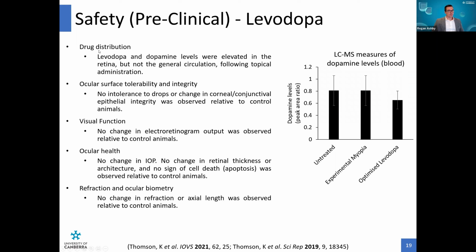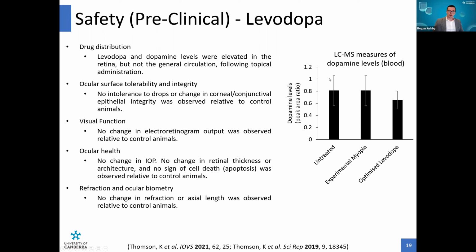What we observed in terms of drug distribution was that levodopa and dopamine levels were elevated within the retina. So levodopa was making it to the retina and causing greater synthesis and release. But importantly, we saw no change in levodopa or dopamine levels within the general circulation, within the blood, following topical administration. This has been looked at 5 minutes, 15 minutes, 1 hour, and 4 hours after topical application. I'm just giving you one example here, after 15 minutes. This is measured by liquid chromatography mass spectrometry, measuring dopamine levels in the blood.